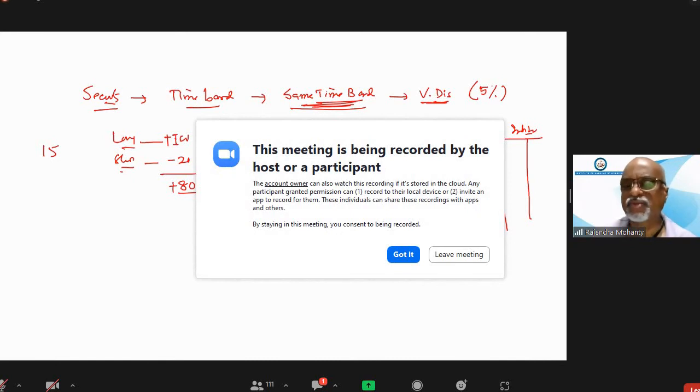Time band is the remaining maturity of the security. Suppose somebody has done a fixed deposit with the bank on 1st of January 2022, which is maturing on 31st of December 2022. So this is done for a period of 1 year. Now today is say 4th of October. Now how many days are left? From today, what is the maturity date?